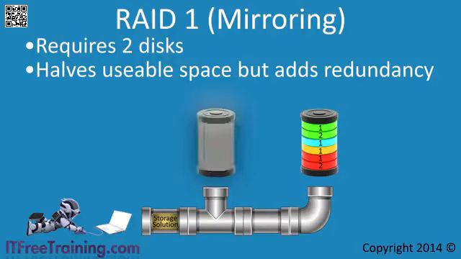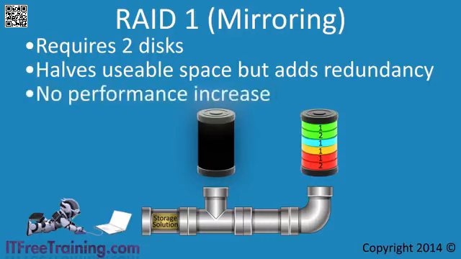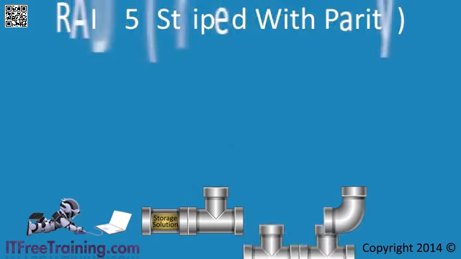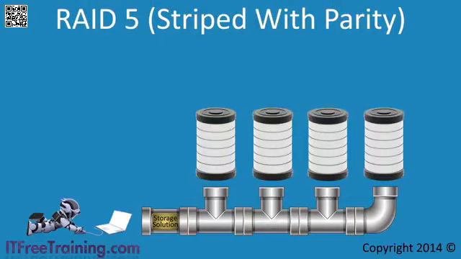If the first drive was to fail, the same exact information is available on the second drive. It just becomes a simple matter of replacing the failed drive with another one and copying the data from the first drive. The disadvantage with RAID 1 is that there is no performance increase. Since both drives work together and have the same data on them, reads and writes are effectively the same as using the one drive. So RAID 1 essentially doubles the cost of your space and provides redundancy, but with no performance increase. The next RAID level is RAID 5, also known as striped with parity.